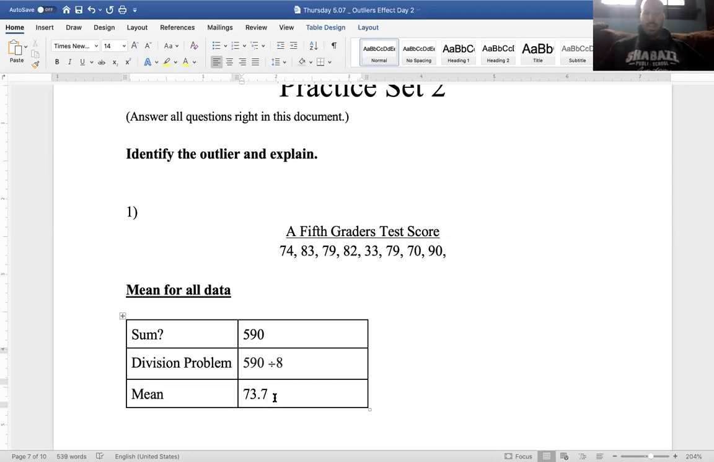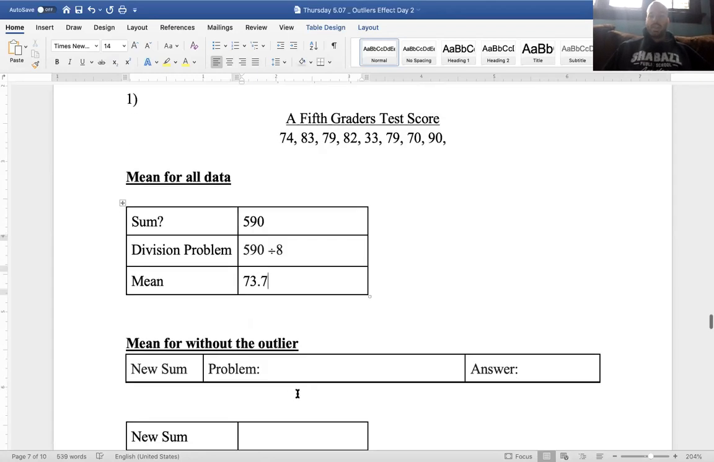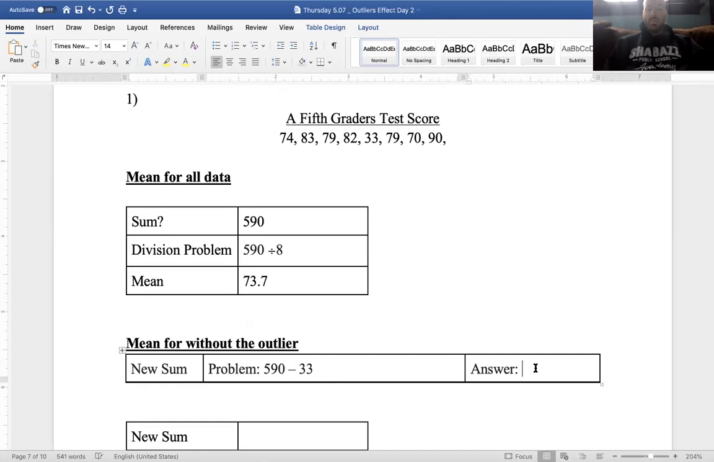The student has a C average. But they bombed this one test. So let's take that test out. 590 minus 33. I'm taking that 33 out because it's an outlier. 590 minus 33 is 557.